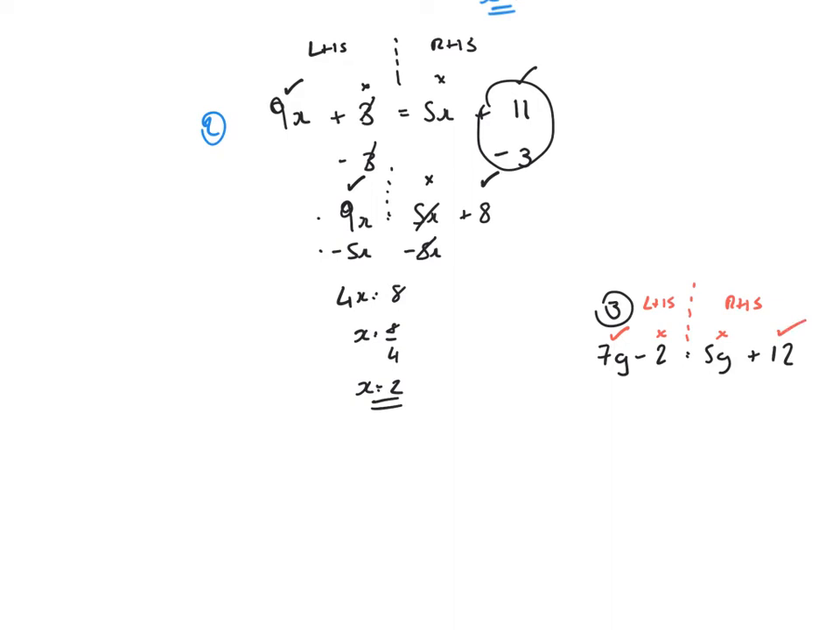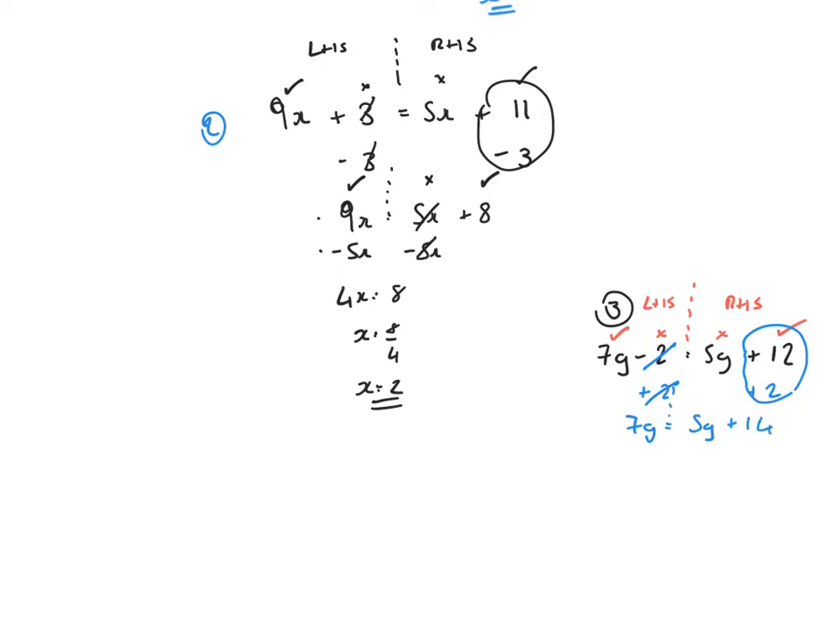Okay, so let's go through it again. 7g is okay. How do you get rid of minus 2? Add 2 to both sides. What you're left with on this side, 7g. What you're left with on that side, 5g plus 12 plus 2 is 14.